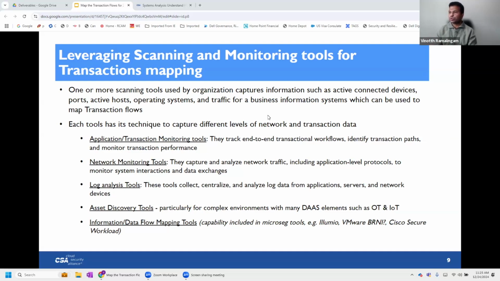So there are various tools that organizations have been using, which could be a good start for the organization to create their transaction flow mapping. So do you want to add anything on this, John?